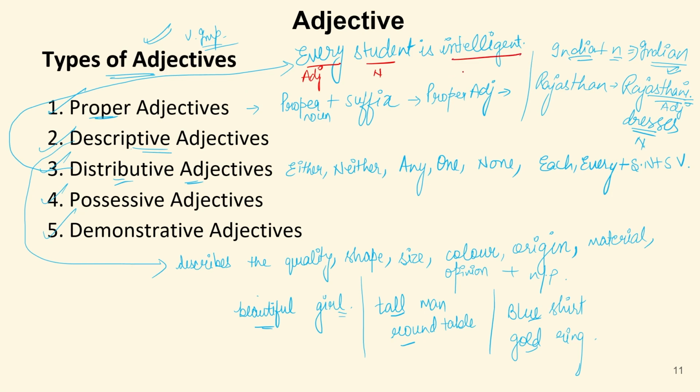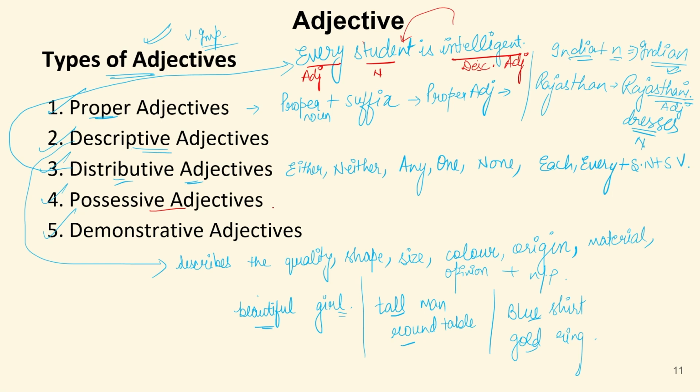And we are talking about intelligent. The word intelligent is also qualifying the word student. So this intelligent is also an adjective, but this is a descriptive adjective. Now we have every student. So student is a noun, whereas every is a distributive adjective, and intelligent is again describing the word student. So this is telling us the quality of these students. So it is a descriptive adjective.